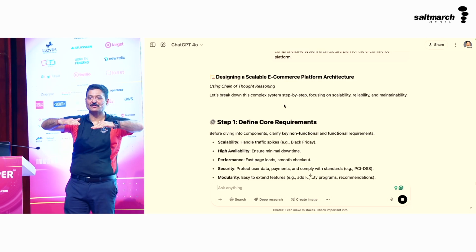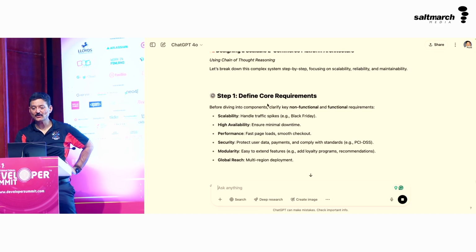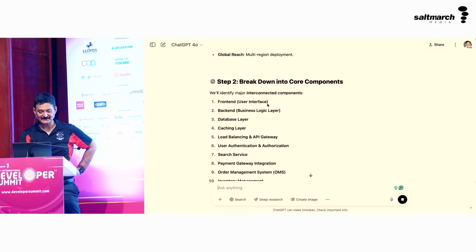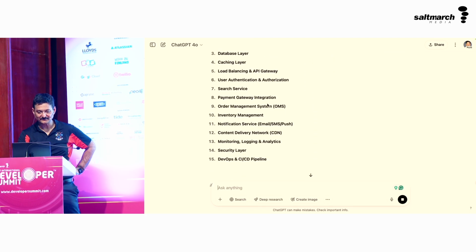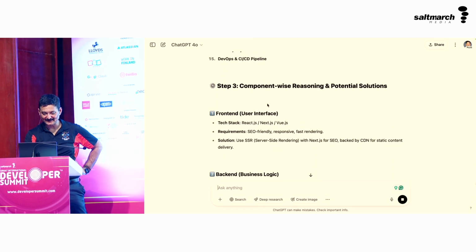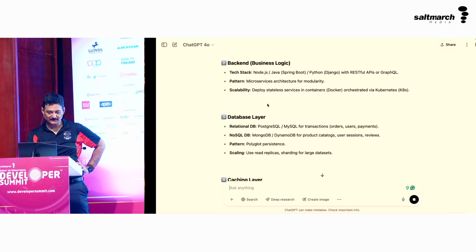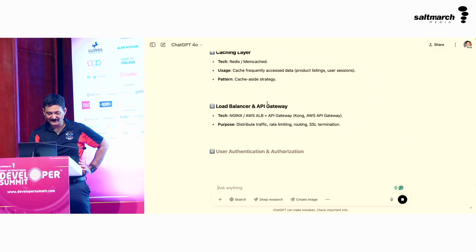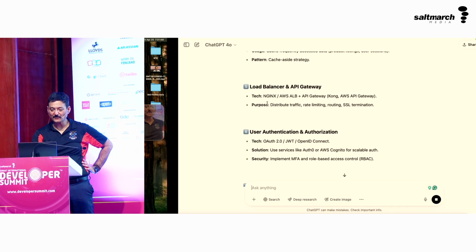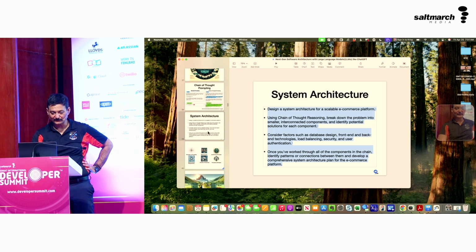Step 2 and step 3 and step 4. It's telling us to define the core requirements, break down the core components. Now front end and other components are being added here. And then step 3 is component-wise reasoning being added: front end, what to do, and back end, what to do. So this is the way they are trying to think through and get the answer for me. Make sense? So chain of thought prompting is a really good way of getting the answers for me.